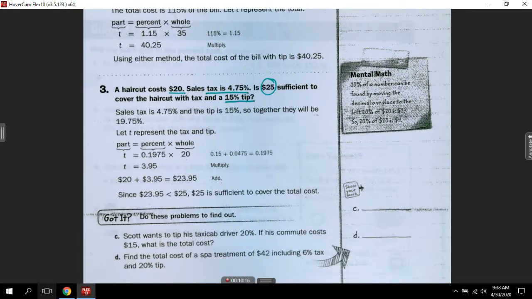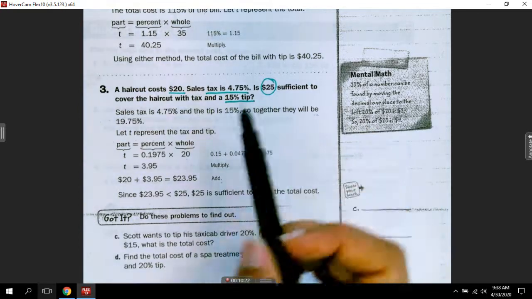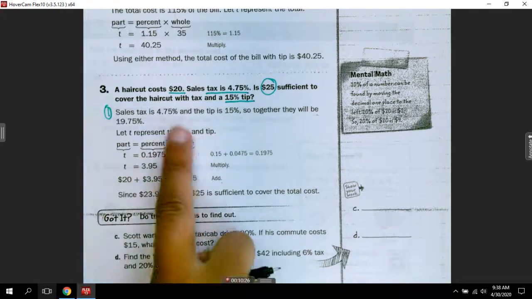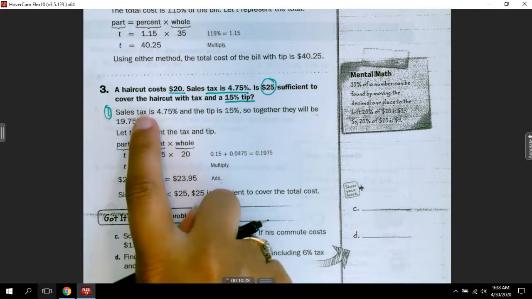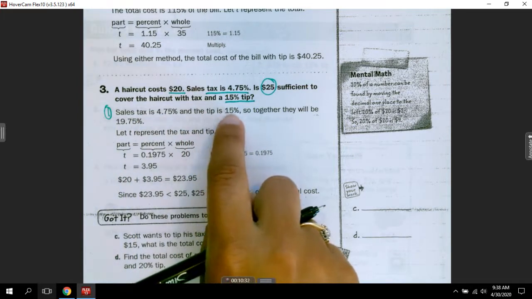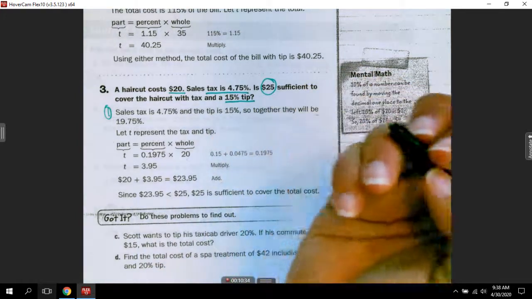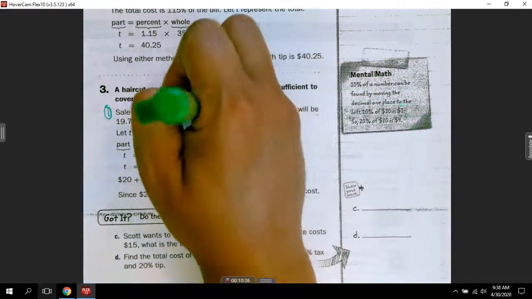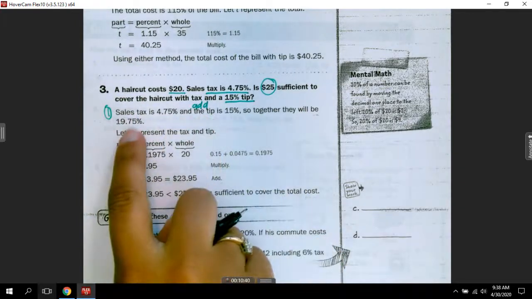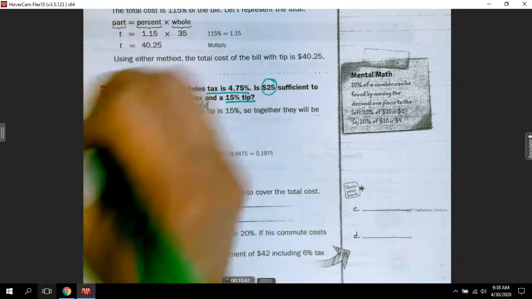So when you have a tax and a tip, or maybe a markup and a tax, what you want to do is first add those two percentages together. So the tax is 4.75%, the tip is 15%. So add those two together, okay? So you're just adding the two. That gives you 19.75%, okay?